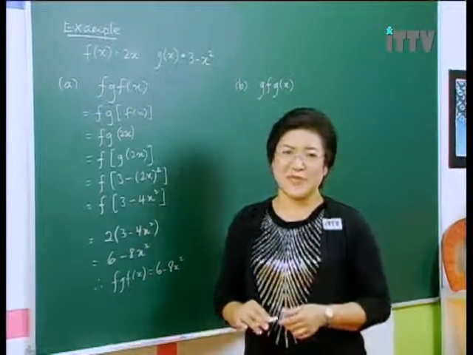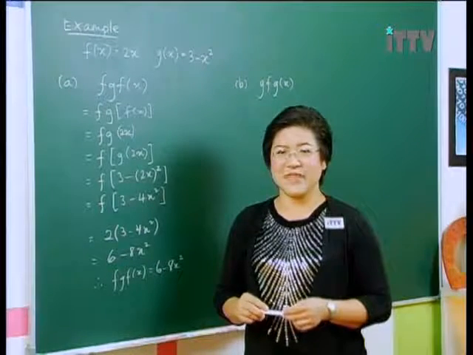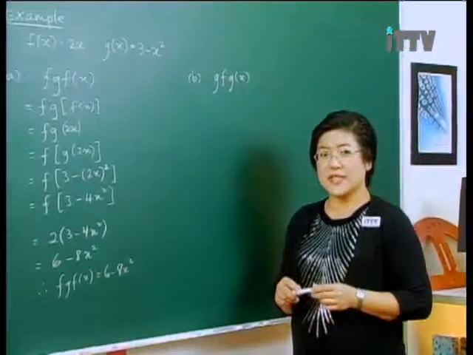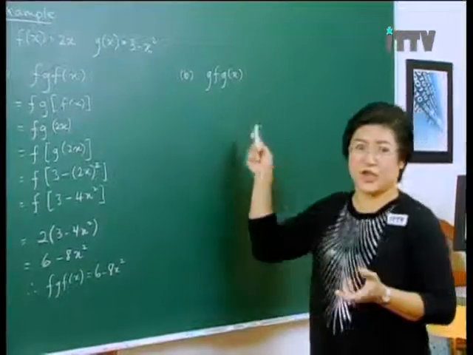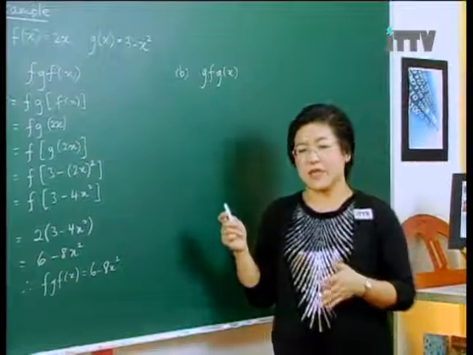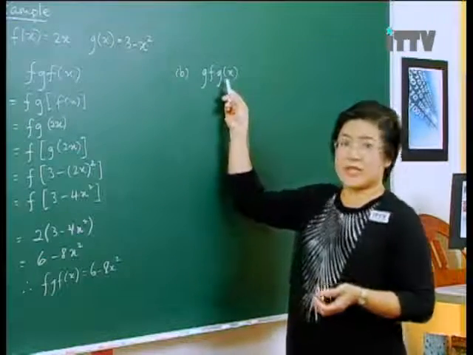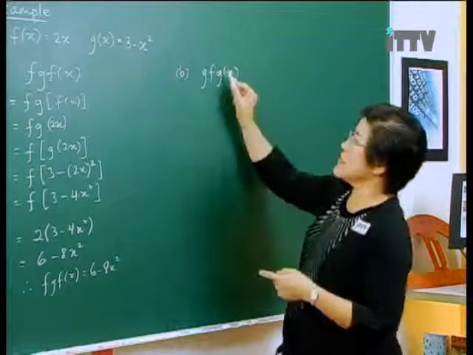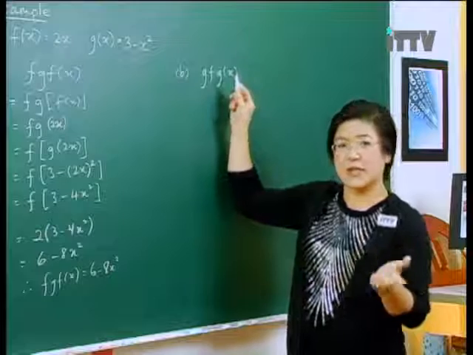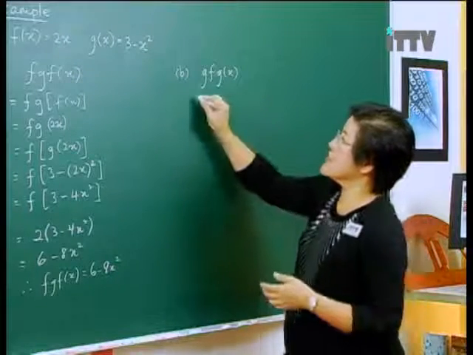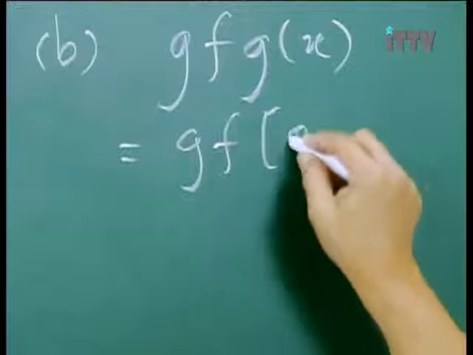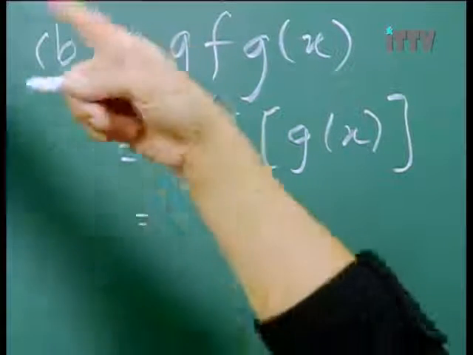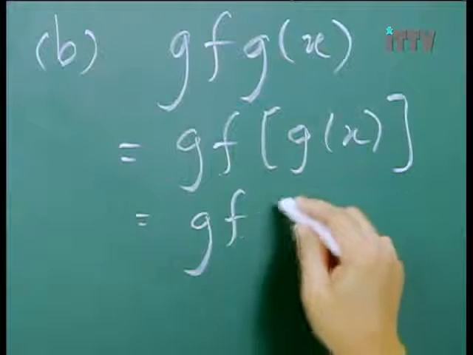How did you fare? I hope you got the right answer as well. Let's move on to part B now. The composite function involved this time is g(f(g(x))). And as you know by now, g(x) is the first function we should apply to the object of x because it is the letter that is closest to x. And what is g(x)? g(x) is that function 3 minus x squared.